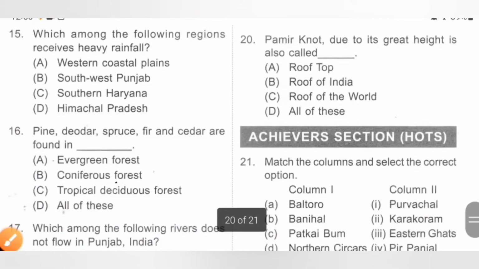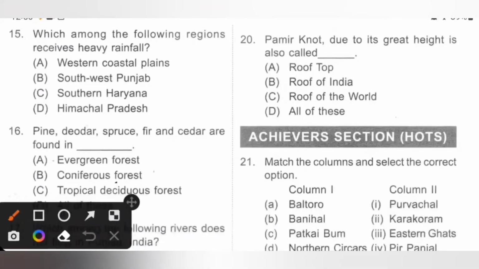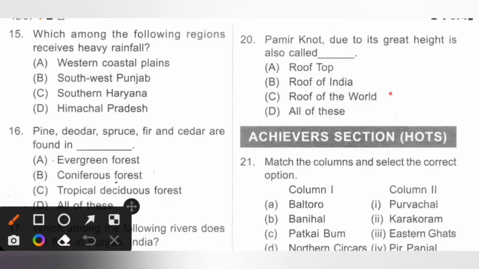20. Pamir knot, due to its great height, is also called A, rooftop. B, roof of India. C, roof of the world. D, all of these. So Pamir knot lies to the north of India and is also called the roof of the world. Okay, option C, roof of the world.